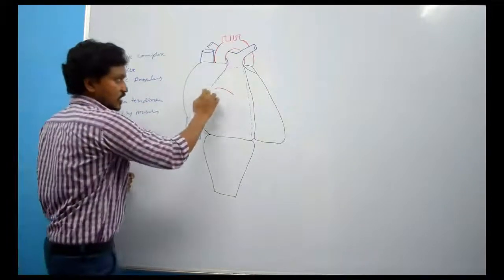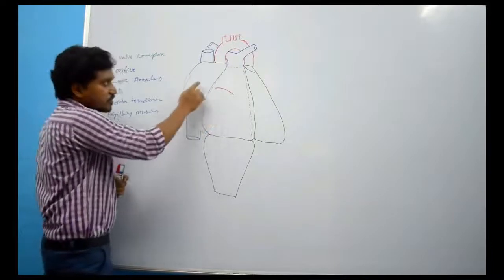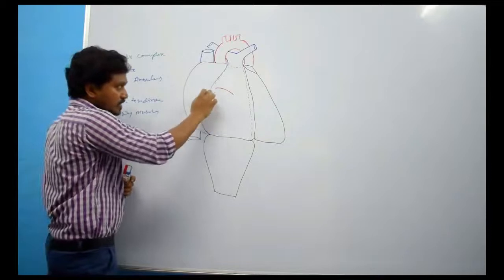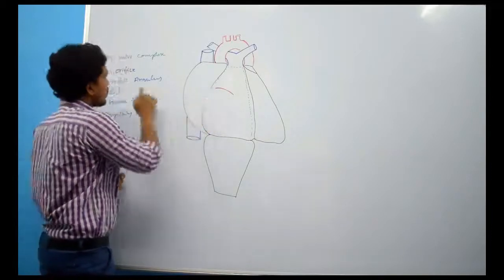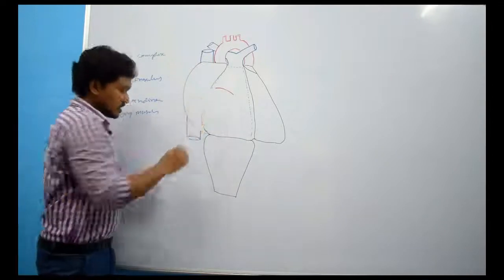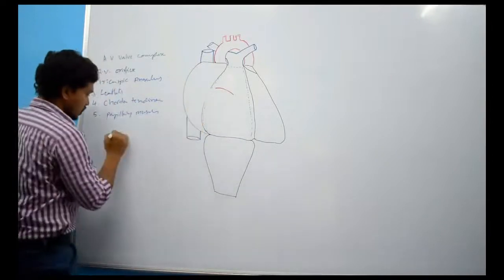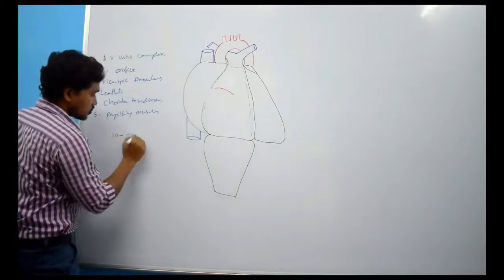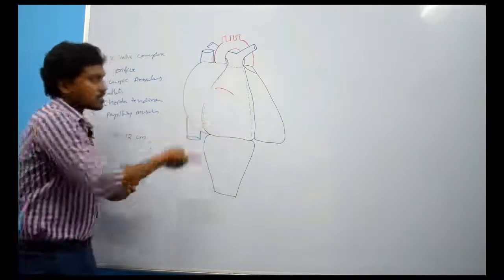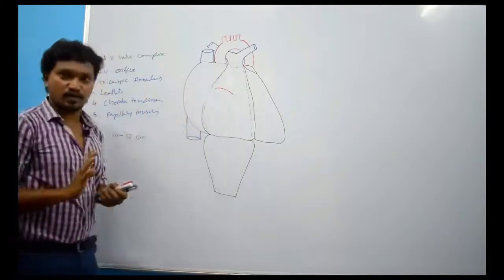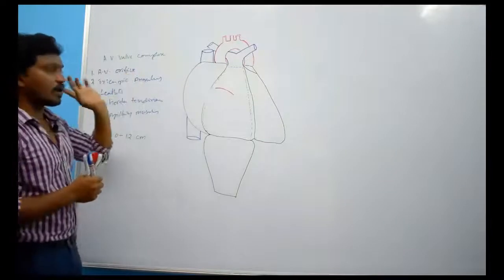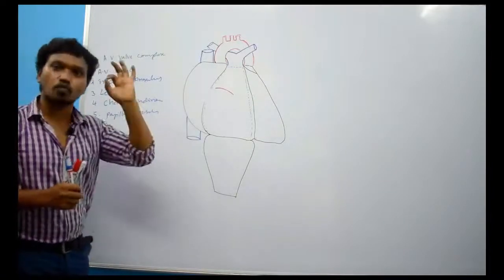Here there will be a communication between the atrium and ventricle, the right atrium and right ventricle. This communication we call the atrioventricular orifice. This atrioventricular orifice is around 10 to 12 centimeters in circumference, which communicates the right atrium to the right ventricle. Clear? That's it about the atrioventricular orifice. That means it's the opening.